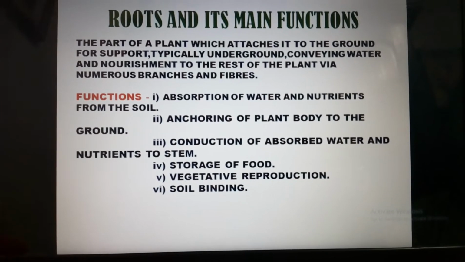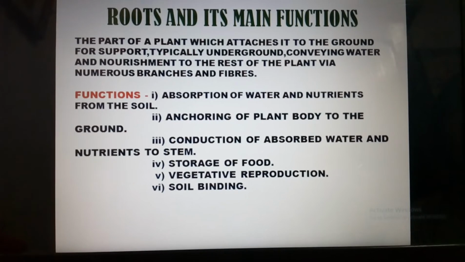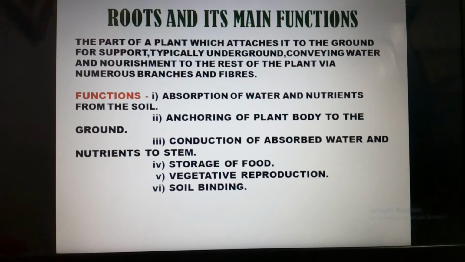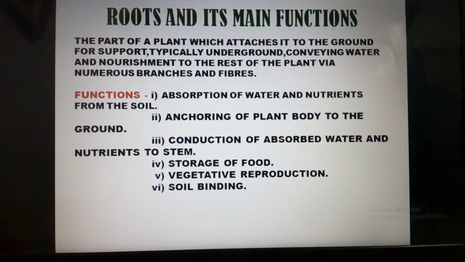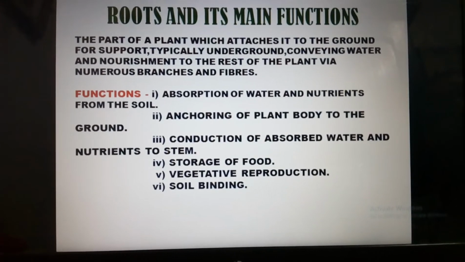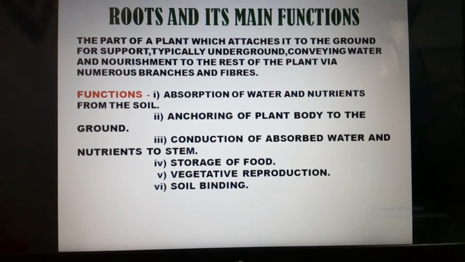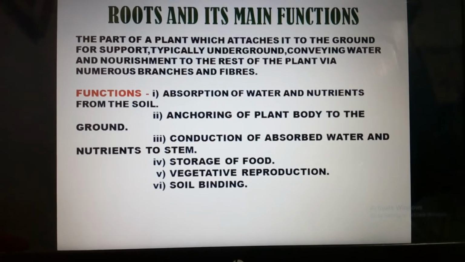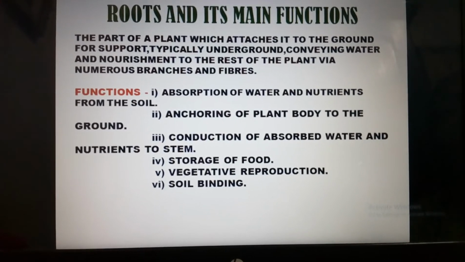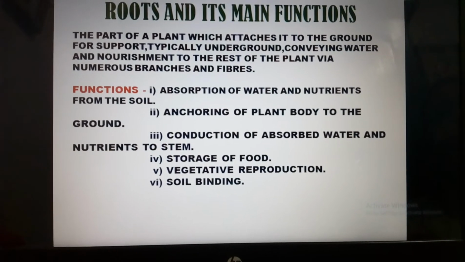Now it is not the case that plants only absorb water through the roots and the water will remain there. It has to be spread throughout the plant body, and that happens after absorption. Roots also help to transport or conduct it into the stem. Next is the storage of food. That is, there are some roots which can help to store food, which we will study in the later part. Then the vegetative reproduction. There are some roots which help in vegetative reproduction, and in some cases roots help in the binding of the soil.